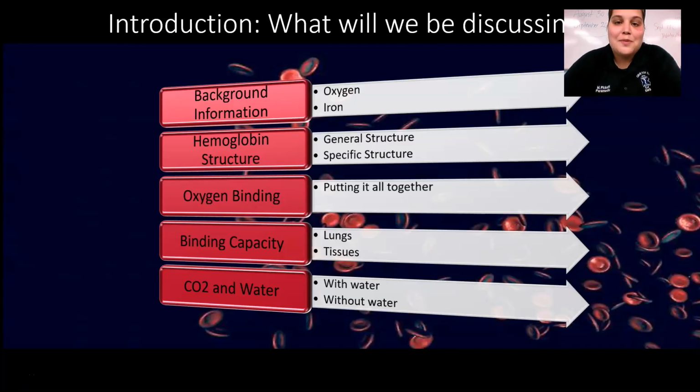So a little bit about what we're going to be discussing today. I'm going to start off with some background information, just about heme and hemoglobin, and then I'm going to talk about some hemoglobin structure because I think it's good to know the structure so that you can understand the binding properties. Then we can put it all together and talk about how oxygen actually binds to the hemoglobin, and we'll be talking about the binding capacity between the lungs and the tissue capillaries. And then lastly, we'll talk about CO2's interaction with water and what happens with or without water.